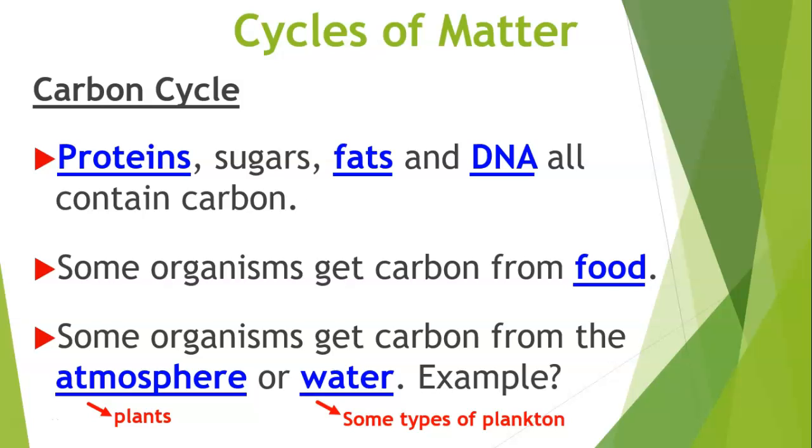There are certain types of plankton that actually get their carbon from the water, which seems a little odd because water is H2O and there's no C for carbon in there anywhere. So what happens, and we'll talk about this a little more later, water kind of absorbs carbon. And also some carbon is given off when plants that are in the water do photosynthesis. So there is carbon that is in the water, and certain types of plankton use that carbon to make shells and things of that sort. So there are three basic places where organisms get their carbon from: food, atmosphere, or water.